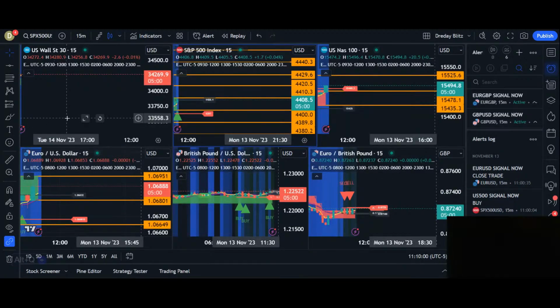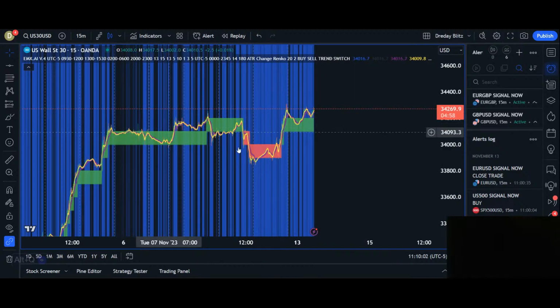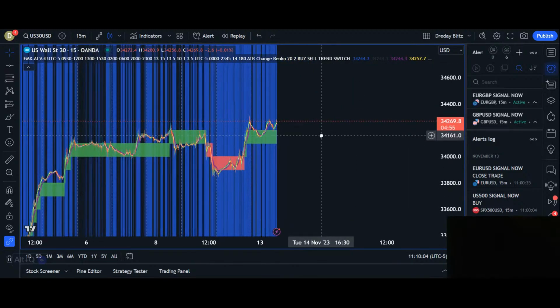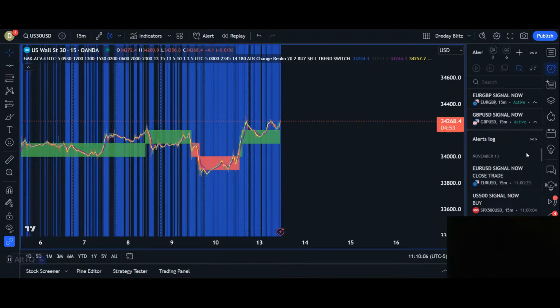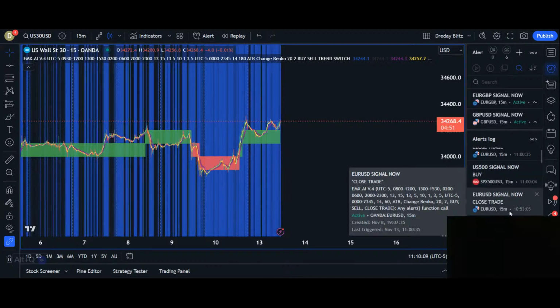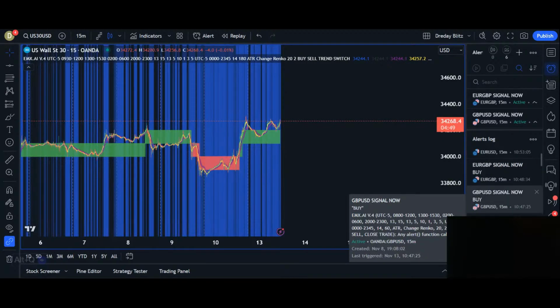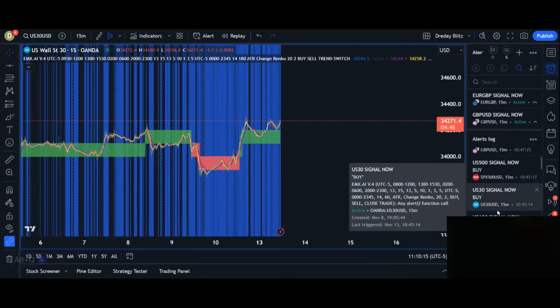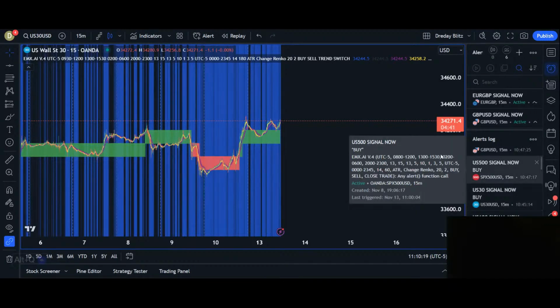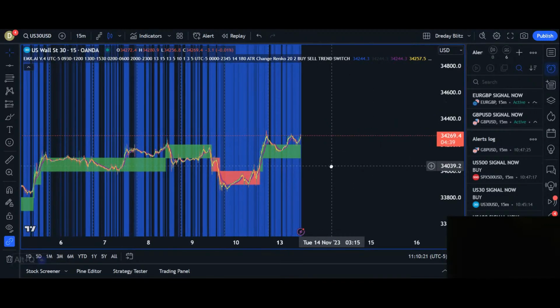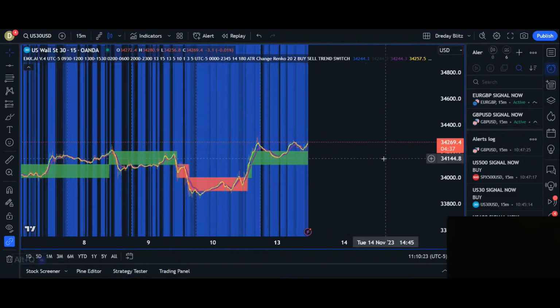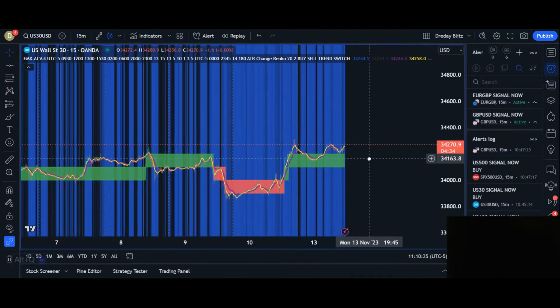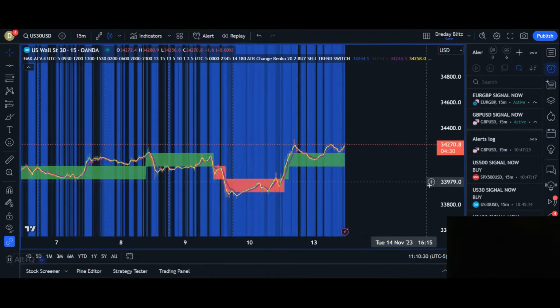So let's look at the US 30. Let's see if we had any signals recently. So US 30, we had a buy here at 1045. A buy signal at 1045, still looking bullish here. So that's good.